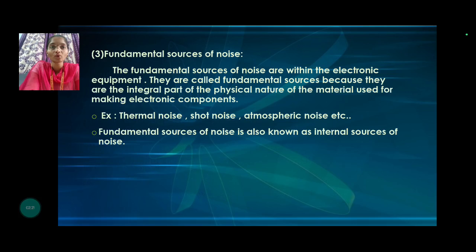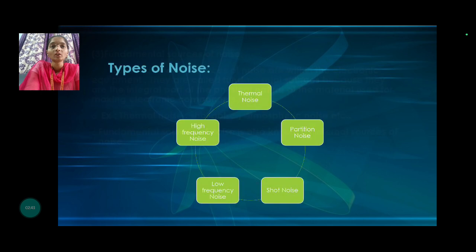Fundamental sources of noise: the fundamental sources of noise are within electronic equipment. They are called fundamental sources because they are an integral part of the physical nature of the material used for making electronic components. Examples: thermal noise, shot noise, atmospheric noise, etc. Fundamental sources of noise are also known as internal sources of noise.